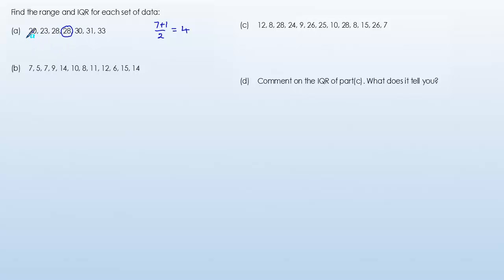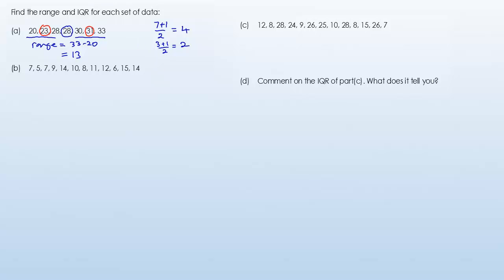That gives us a sublist of length 3 here and a second sublist here. The sublists are of length 3. 3 plus 1 divided by 2 is 2. So the second piece of data in each list is the quartile. This one's the lower quartile, this one's the upper quartile. The range is just the biggest take away the smallest, so that's 33 take away 20 gives us 13.